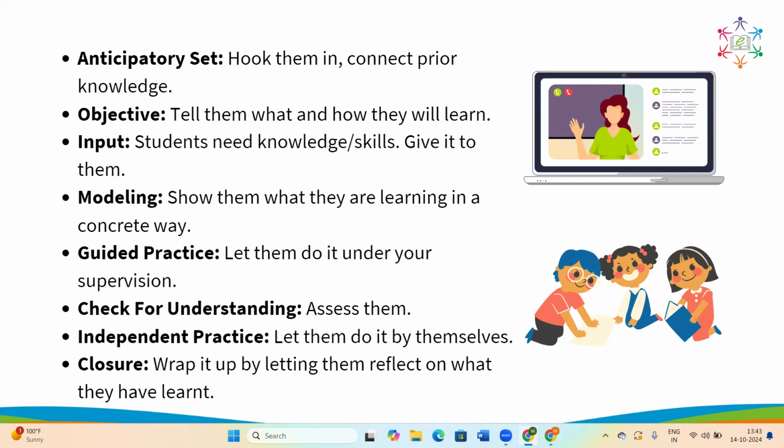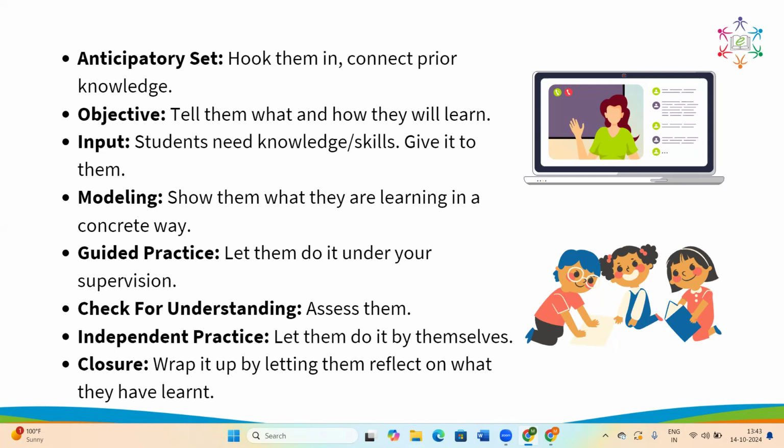So now let's see the steps of the Madeline Hunter lesson plan. So first is the anticipatory set. This is where we grab the students' attention and engage their interest in the lesson. It's like an invitation that makes them curious about what's coming next.